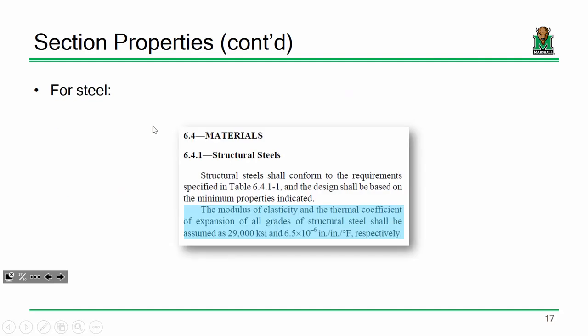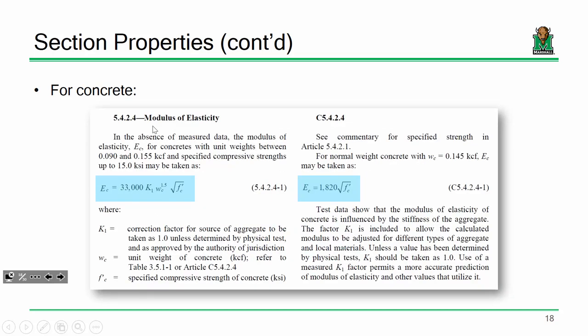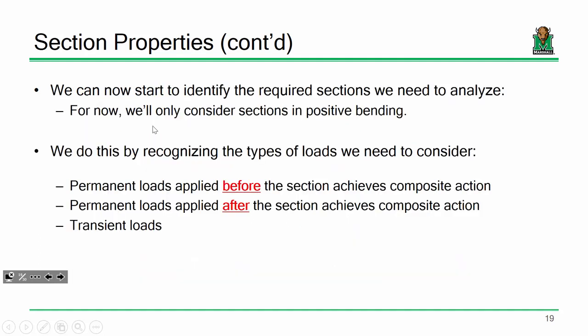Now, for steel, the modulus of elasticity is 29,000 KSI. For concrete, we have to compute it, but if you're dealing with normal weight concrete, there's a pretty easy shortcut. We just take 1820 times the square root of f'c in KSI, and that'll give us a shortcut answer really quickly. All right. So far, so good? Okay.